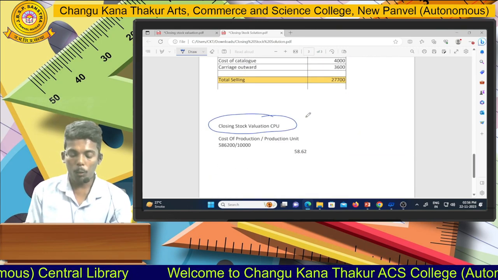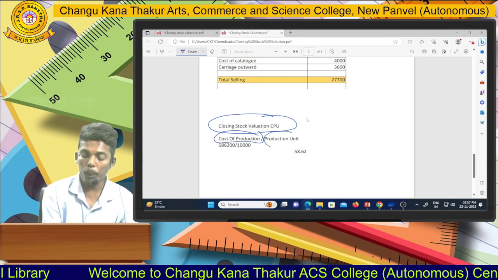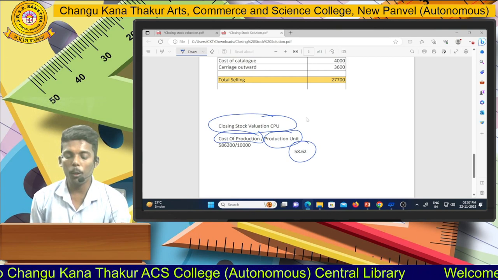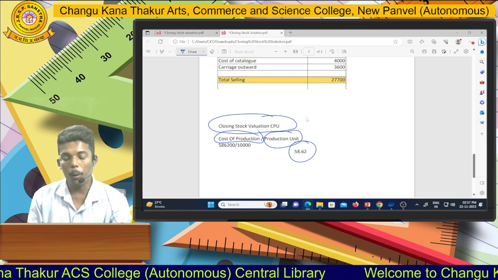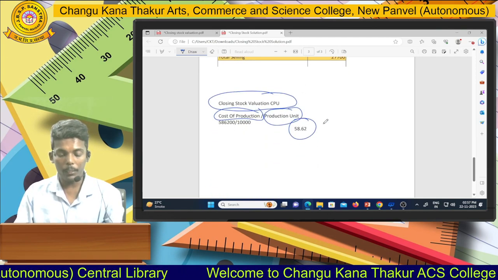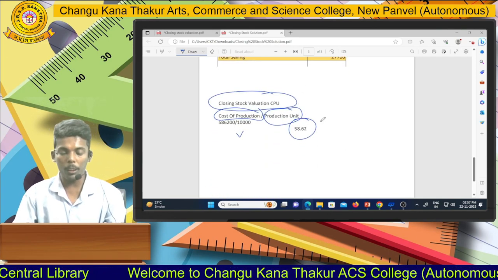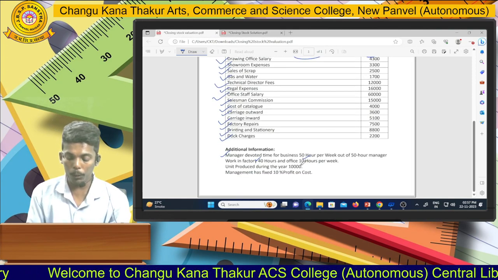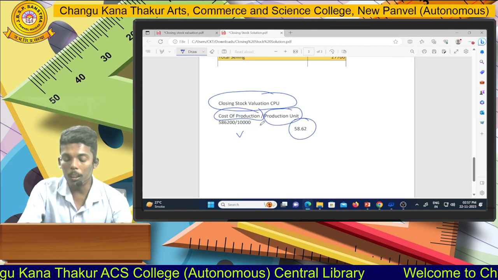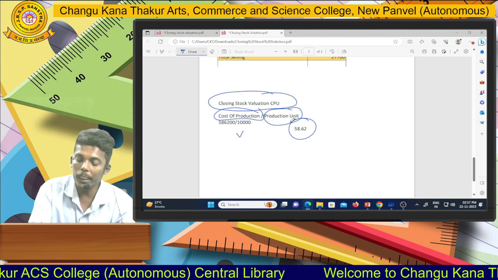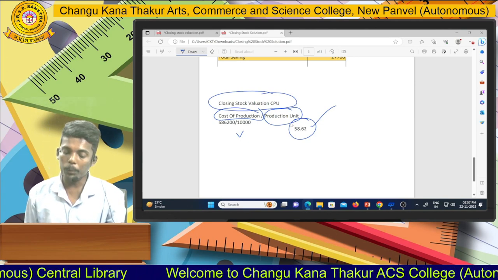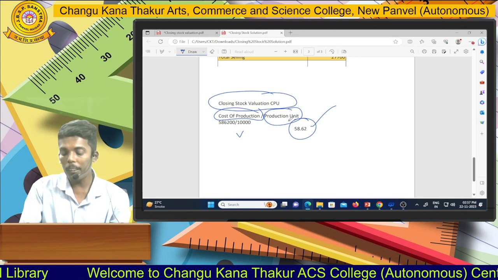See, all of students, cost of production divided by production units. So we get the exact unit cost for the purpose of computation of the finished goods closing stock. See how much the cost of production: 5,86,200. Then they give you in the particular illustration production units. How much? 10,000 is the production units. So after dividing cost of production by production units, we get the cost per unit, for the purpose of computing the value of the closing stock of finished goods. So we get 58.62.